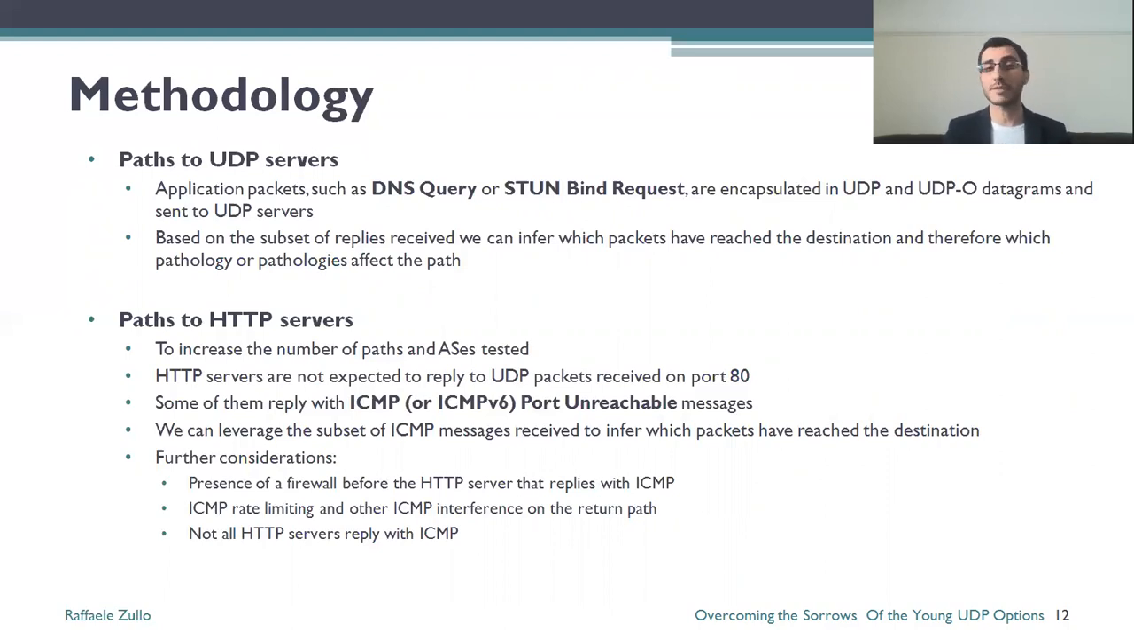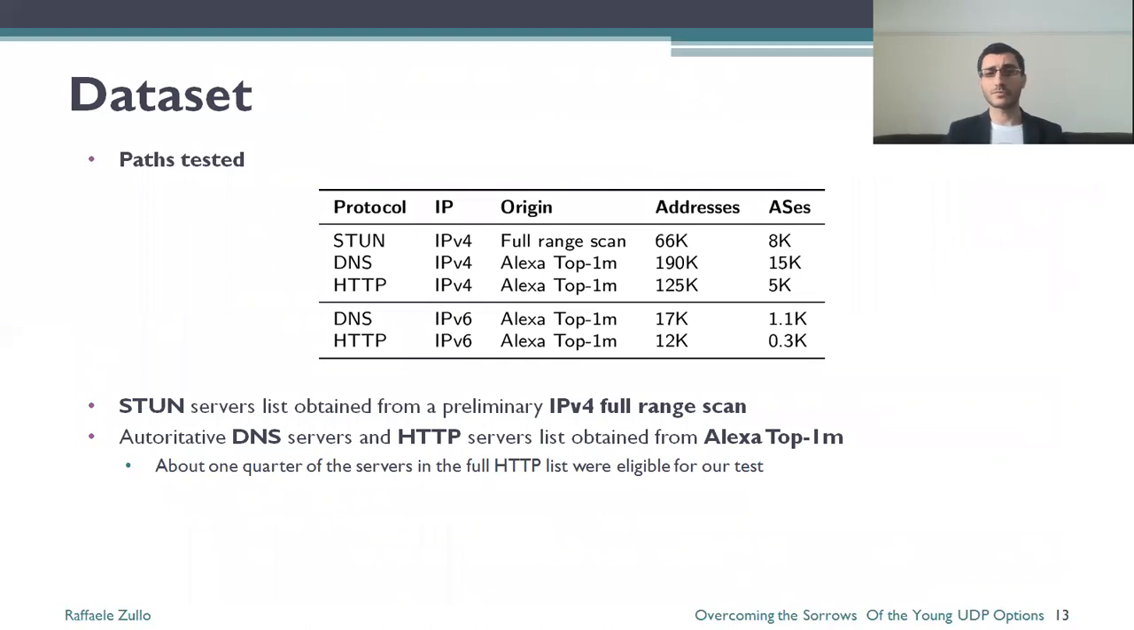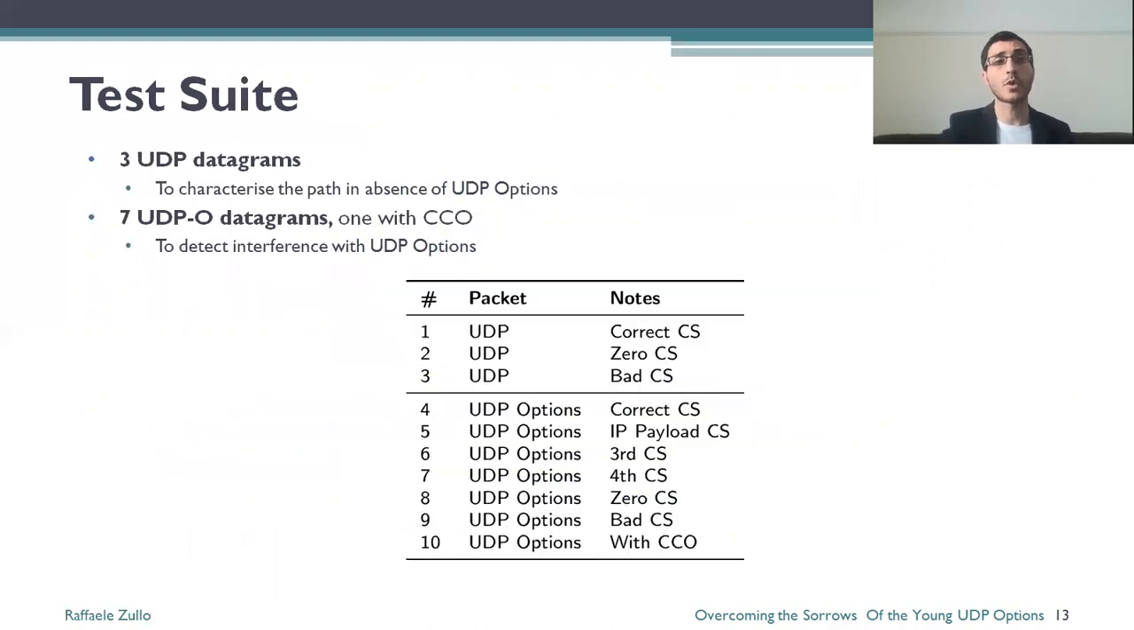Obviously, there are some further considerations to be taken into account, for example, the ICMP rate limiting, but we're going to see that the results will be quite close across the different categories. So basically, we have obtained a list of NTP servers, IPv4 NTP servers, from a preliminary IPv4 scan, and a list of IPv4 and IPv6 authoritative DNS and HTTP servers from the Alexa Top 1 million. Our test suite includes 10 datagrams. Each datagram provides specific information about the path.